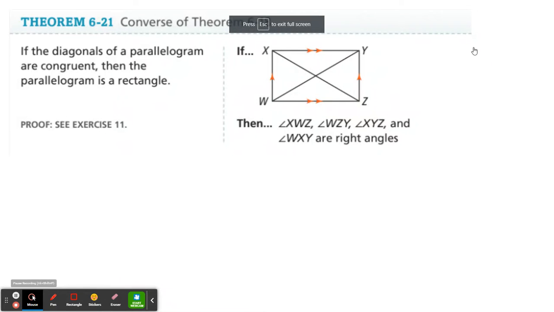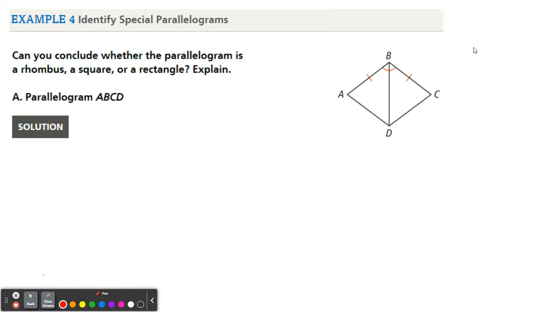Alright, so I got 4 problems left to do in this video. Let's take a look at the first one. Can you conclude whether the parallelogram is a rhombus, a square, or a rectangle? Explain. So we have parallelogram ABCD. Notice the markings here, right? So let's write down what we are given.